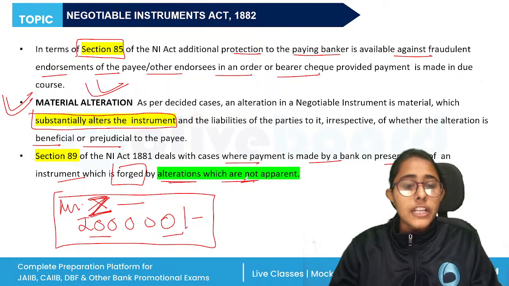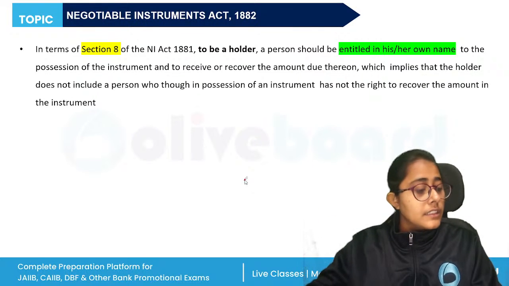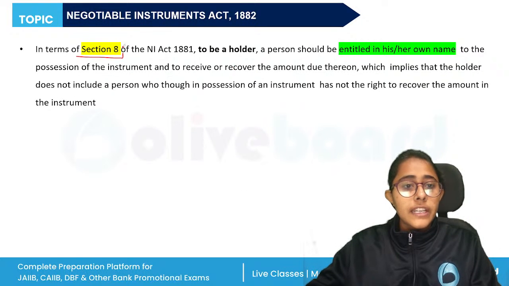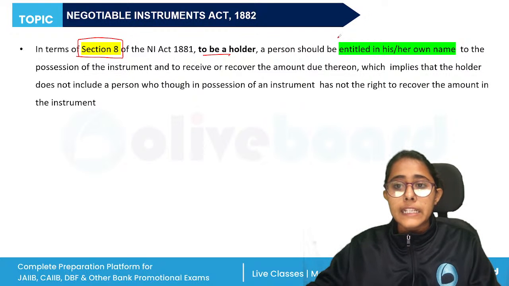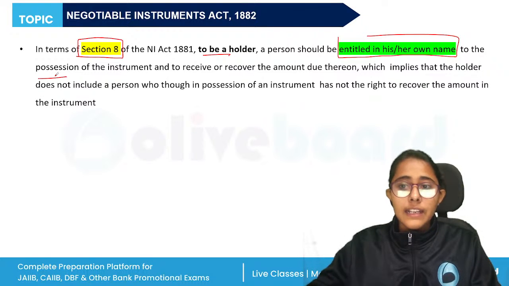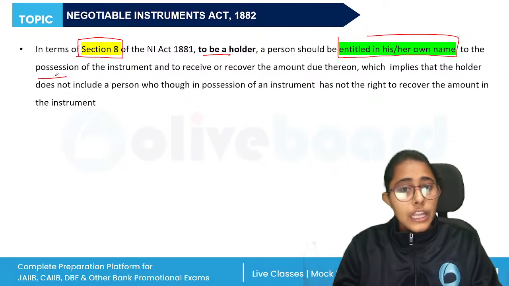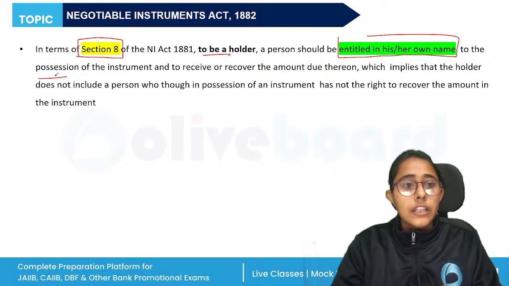Now, what is the protection that is provided to the collecting bank? To the collecting bank, there are certain terms that we need to know first. First, we have the holder. Section 8 says that to be a holder of an instrument, the person should be entitled in her or his own name to the possession. If you find a check lying on the road anywhere and you take it to the bank, you will not be known as the holder.